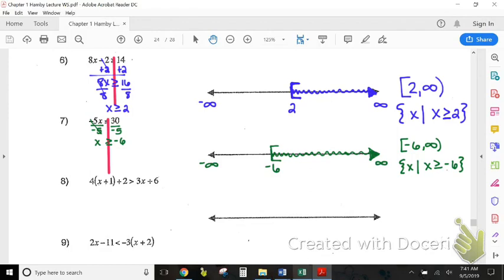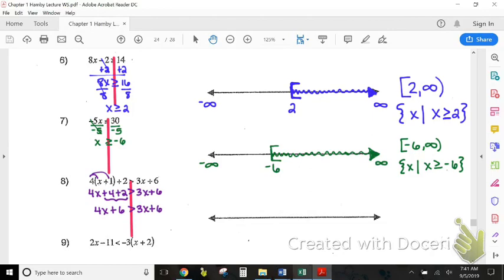All right, so number 8. What are we going to do on number 8? Okay, distribute the 4. So 4x plus 4 plus 2. My inequality, 3x plus 6. I didn't even ask you if it changes because we didn't move anything around. We just worked on one side. Now what? Oh, we can combine like terms here, can't we? Let's do it. That way we're not moving as much. So 4 plus 2 is 6.